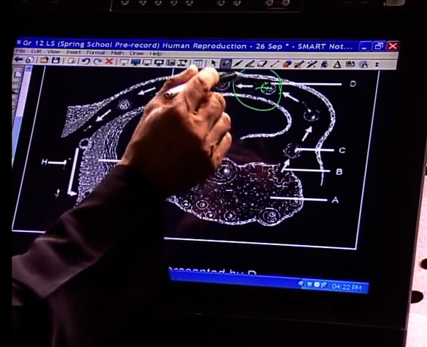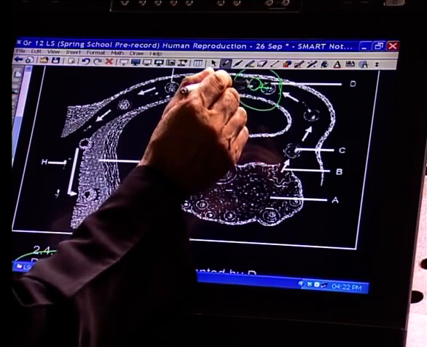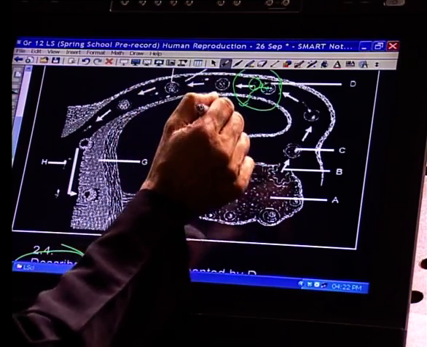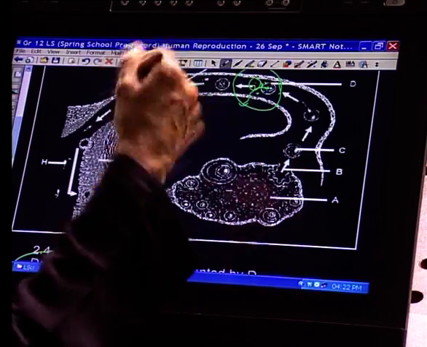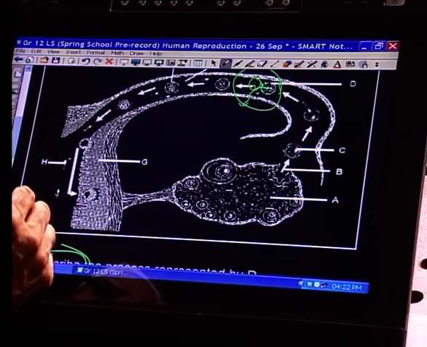By the way, when that happens, you'll notice the tail stays outside, the tail is discarded. It won't go in, but it will stay in that area and it will degenerate there. That's what will happen there.